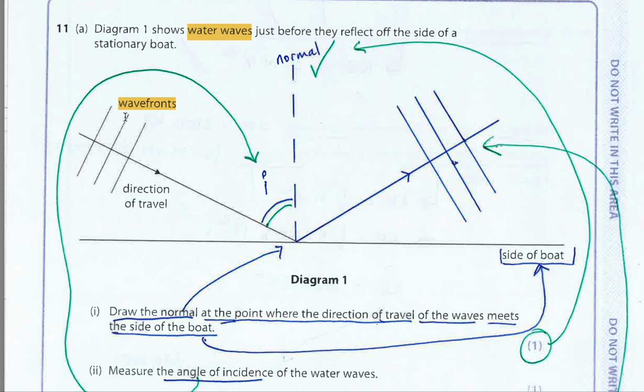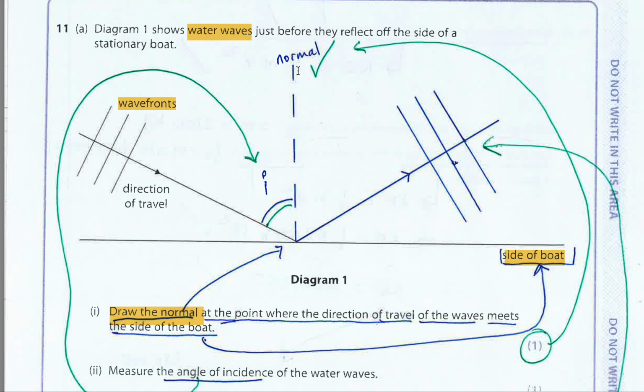So basically wavefronts are the view from above of what the waves would look like, and the direction of travel is like a thin line showing the motion towards the side of the boat. So the side of the boat is represented by this straight line, although boats probably are not usually straight. So then the waves will reflect off the side of the boat at this angle. They want you to show the angle of incidence, as we call it, which is always drawn to the normal. They've asked you to draw a normal, so that will give you a mark.